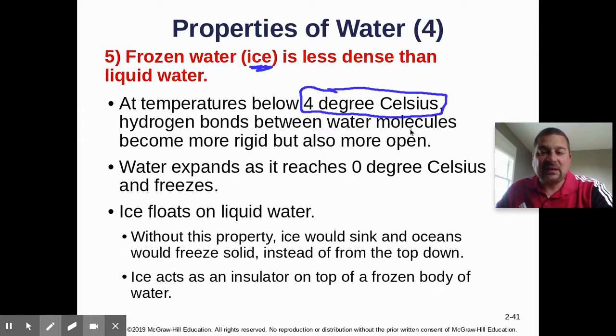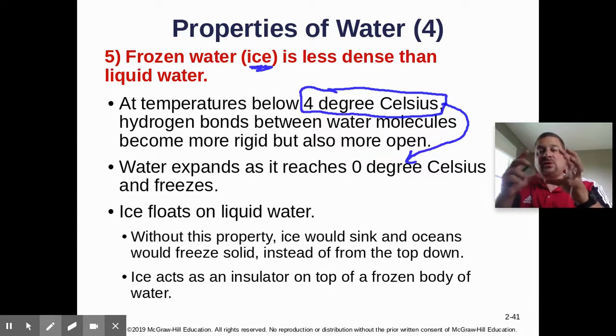And then as it cools down towards the freezing point, 0 degrees, the hydrogen bonds between the water molecules become more rigid, but that angle also opens up. Remember, density is how much stuff per volume, how much mass per volume. If they're opening up or expanding, it's going to be less dense. This makes ice float.